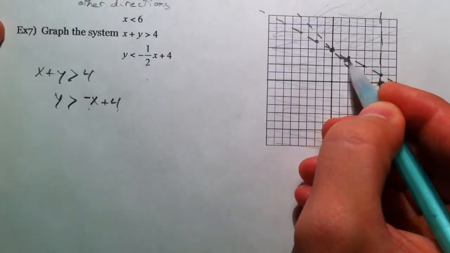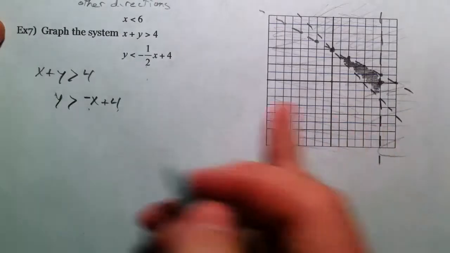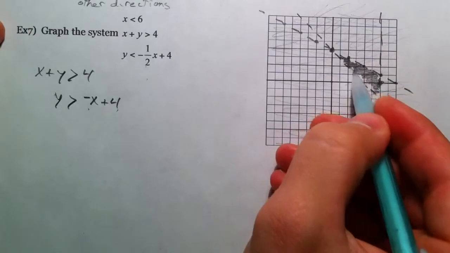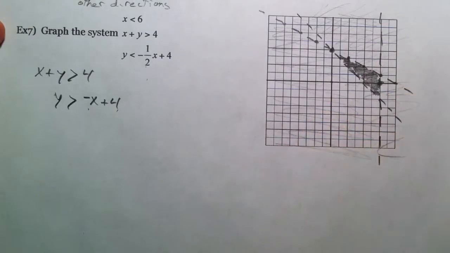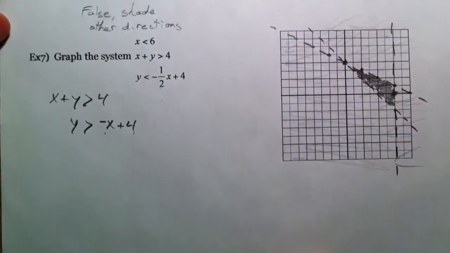And so the overlap is right here, because we shaded to the left of the vertical line, we shaded above the second line, and shaded below the third line. And so this is our solution set right here. Congrats! You made it through graphing systems of inequalities.